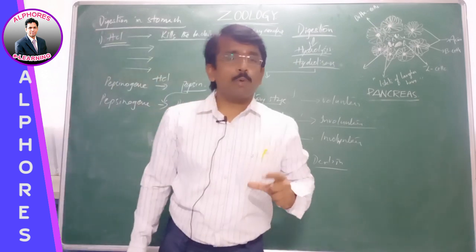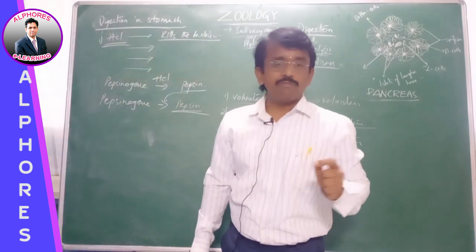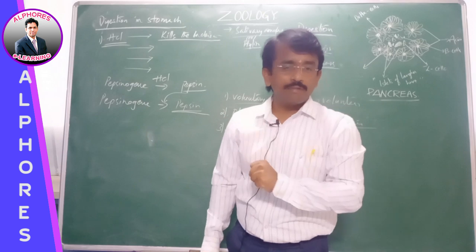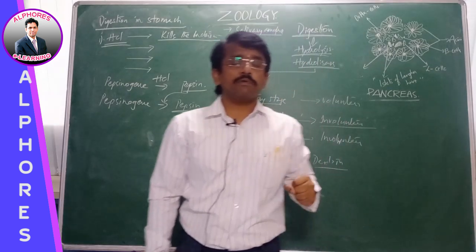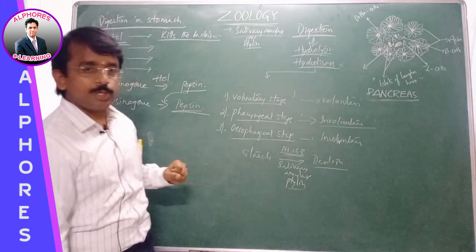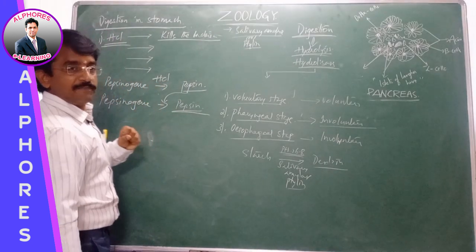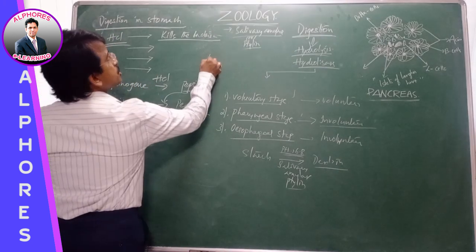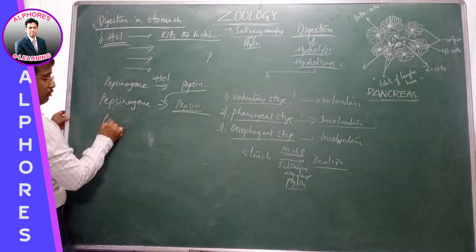The activated pepsin acts upon the proteins and converts them into peptones and proteases. Apart from that, pepsin also acts upon calcium paracasinate. We have also discussed that prorenin is an inactive enzyme.